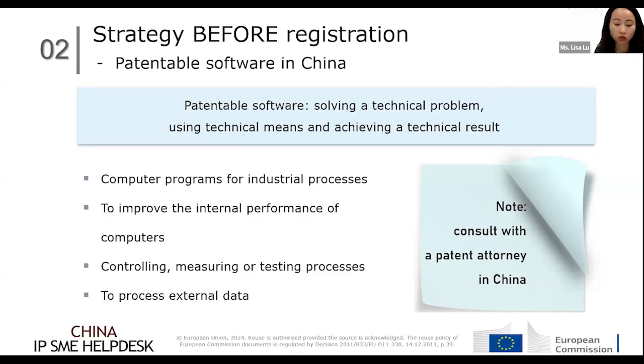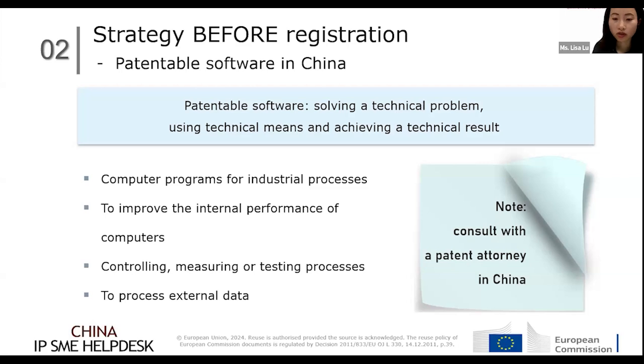An example is that if you use a computer program to analyze the signals collected by sensors and measure the viscosity of liquids in a more accurate and quick manner, then you can consider to patent that software. The last one is software to process external data. If you have software that can remove image noise and achieve a higher resolution for the image by inputting the pixel data of the image into the software, it could be regarded as processing external data. In that case, you can consider patenting that.